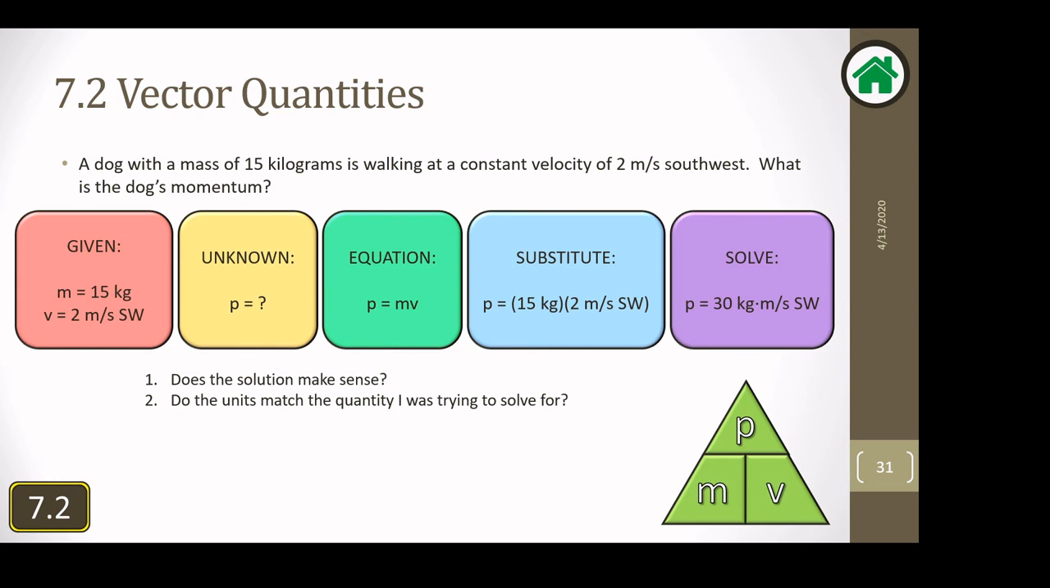Now, tomorrow we're going to go into our next lesson, which is all about acceleration. So we'll be talking about things that speed up or slow down or change their direction, acceleration being a change in velocity.